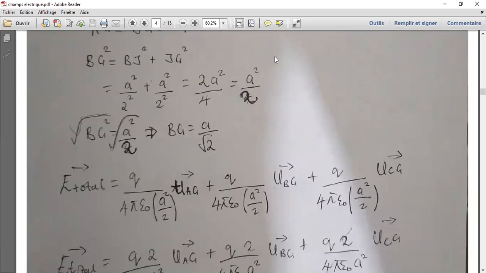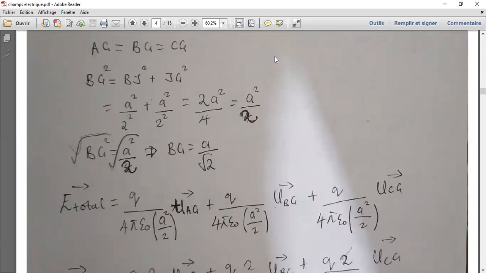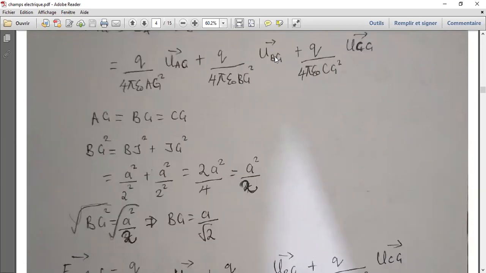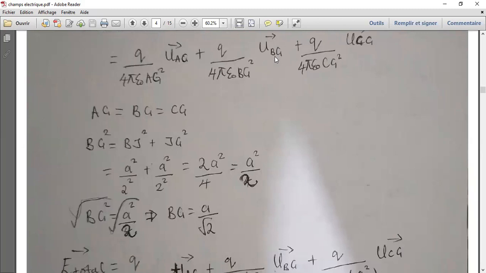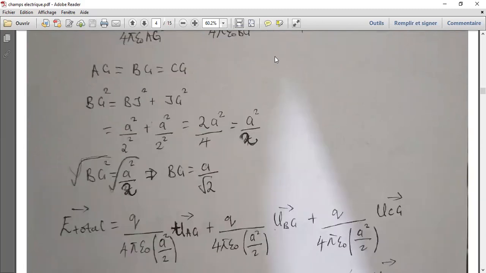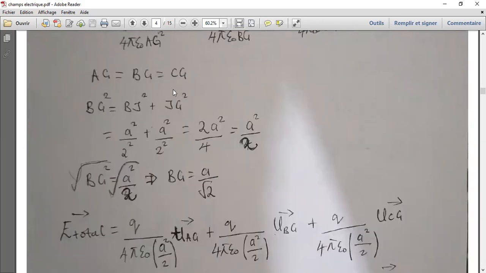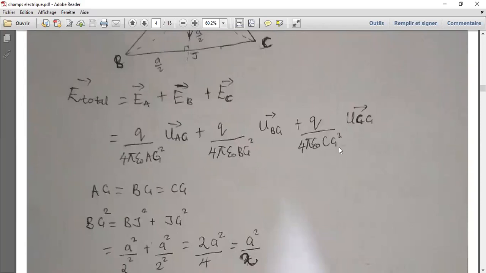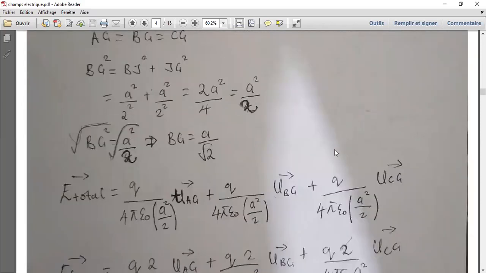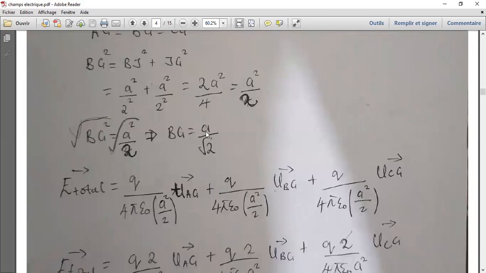Yeah, so if there are no questions, you have found your BG, which is equal to AG, which is equal to CG. Now, you just replace it where there is BG. It was AG squared, BG squared, and CG squared, so you just have to replace here. If you replace this, it will be A squared divided by 2 UAG plus 4 pi epsilon S squared divided by 2 plus Q 4 pi epsilon S squared divided by 2.